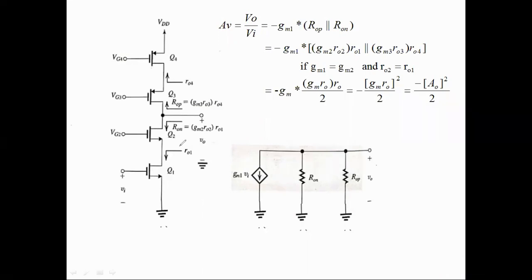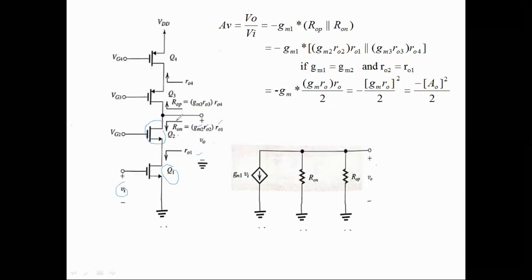Now the applied input voltage Vi is converted into gm1 into Vi. So that's what we got. First I have to calculate the resistance offered by the NMOS side; this is a cascode. The output resistance of Q1 alone is r01. Next, Q2 has intrinsic gain gm2 into r02, into r01, which is the resistance looking at this point.